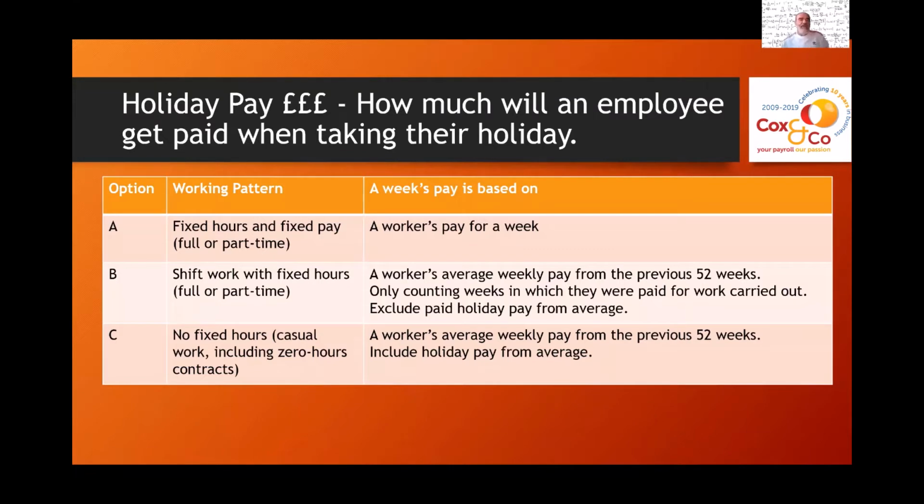Okay. All right. So just a brief summary slide, really, to give an indication of what we're going to use for measuring a worker's weekly pay for calculating holiday. Fixed hours and fixed pay, very straightforward. A week's pay is a week's pay. Split a year by 52 and you've got a week's pay. And there's no need to do anything in terms of legislation if it's just a fixed salary. You can ignore all this really, unless you pay overtime, of course.